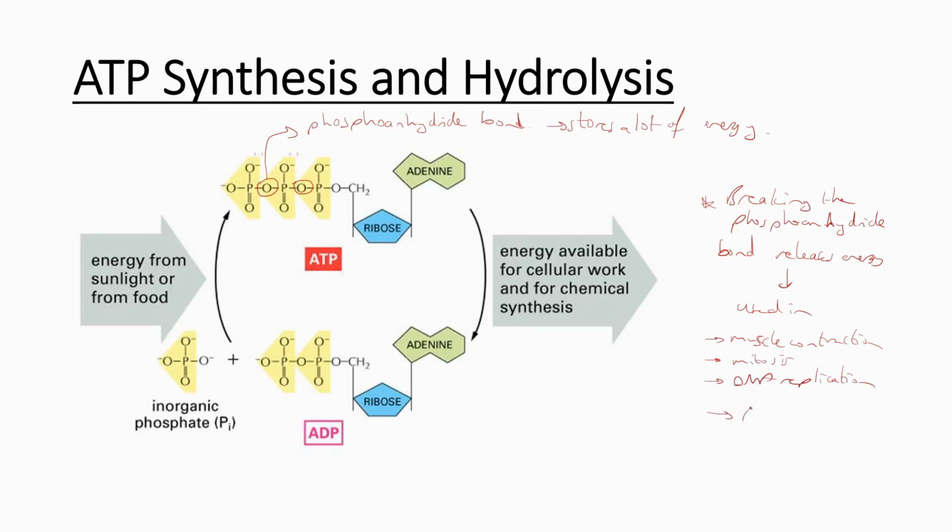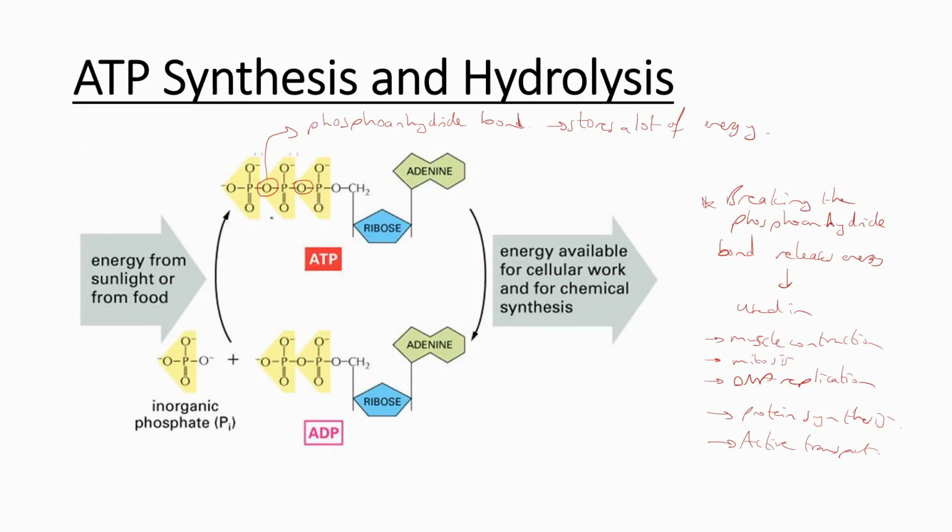also in protein synthesis on ribosomes, and any process which is making more complex molecules from simpler ones. For example, in A2, you may learn about gluconeogenesis, making glucose from simple compounds. So any process which requires energy. Another process might be active transport. And we're going to look at this process later on in more detail.